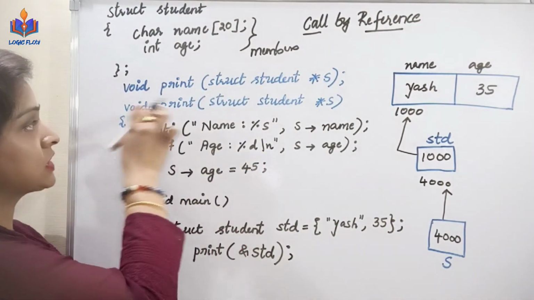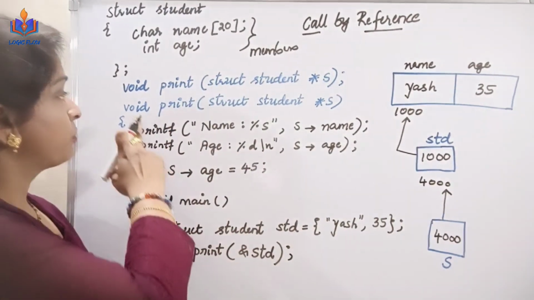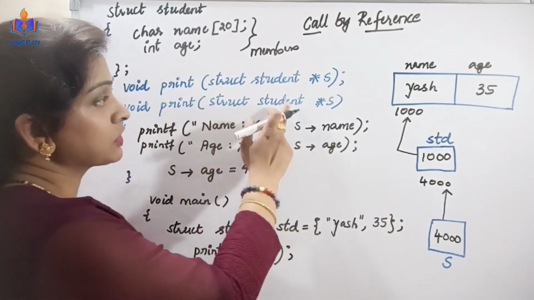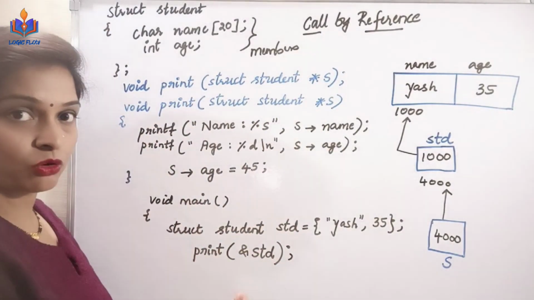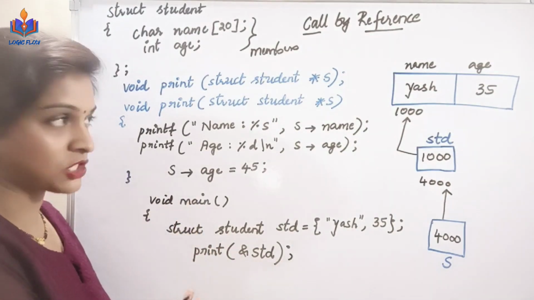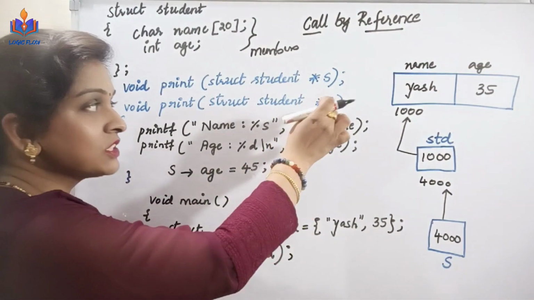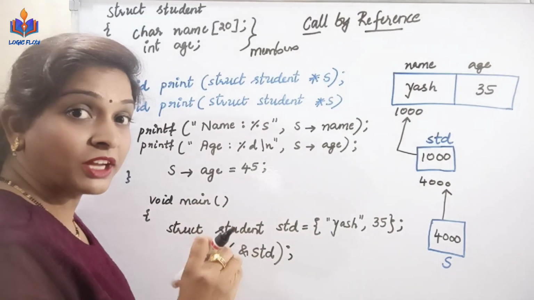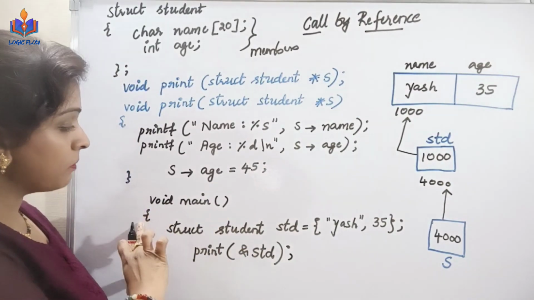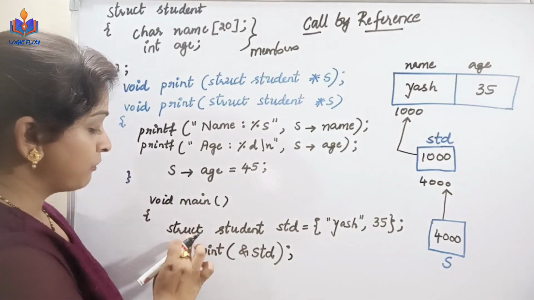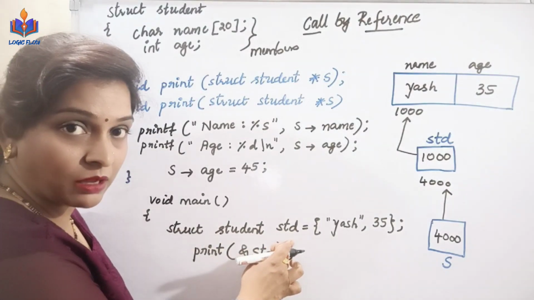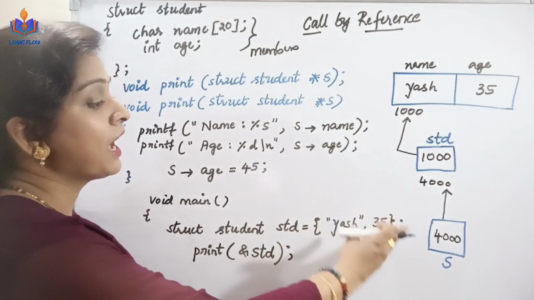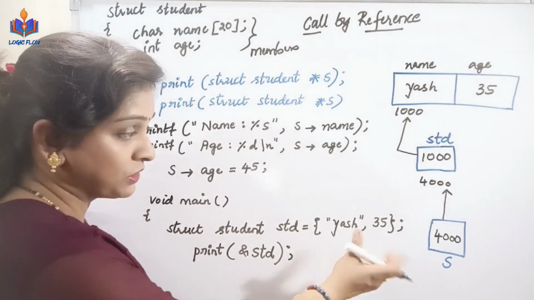Here comes the definition part of the print function. So we have void print, struct student asterisk s. We'll come back to this later on. Let us start from the main function. We'll see what this structure pointer is going to get. In the main function, we have struct student std. So we are creating a normal structure variable, and we are initializing it with values.